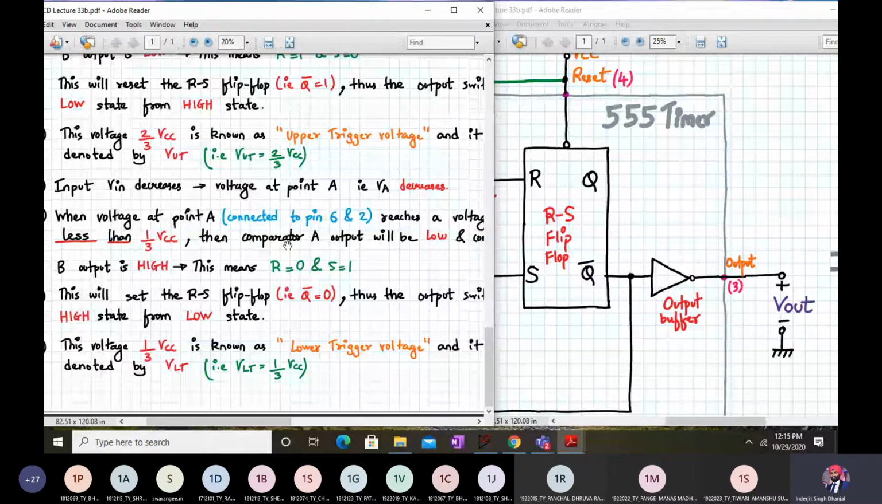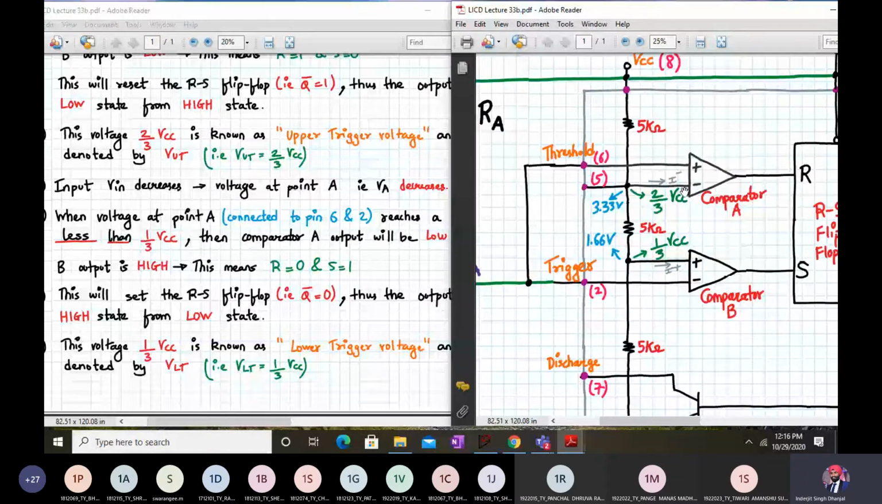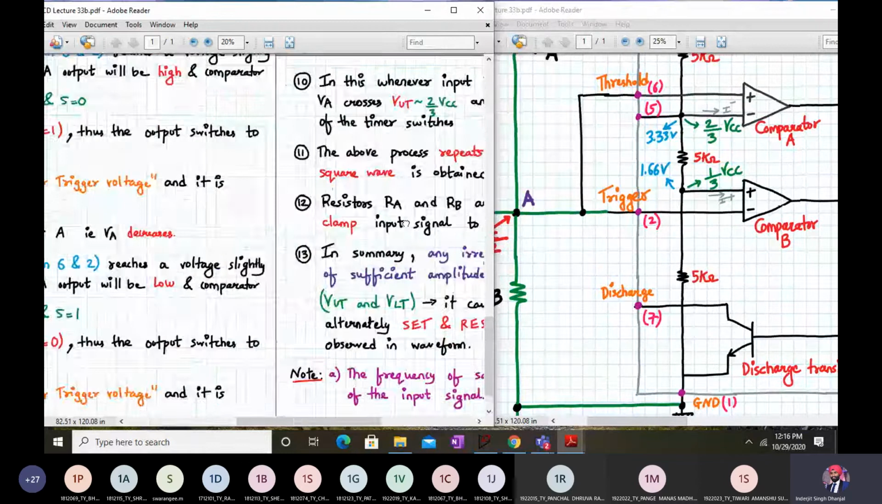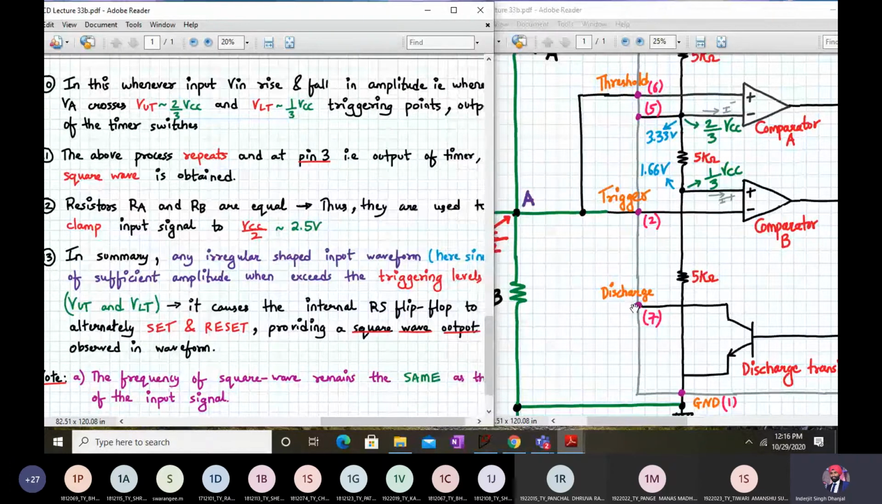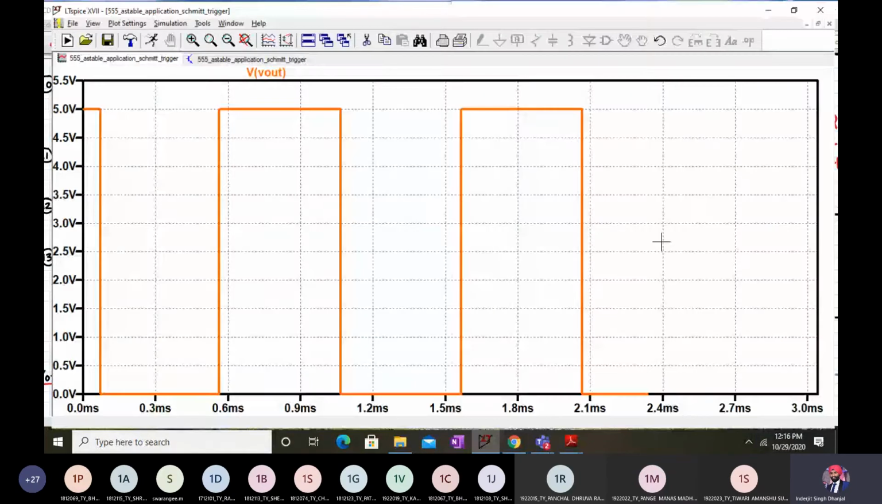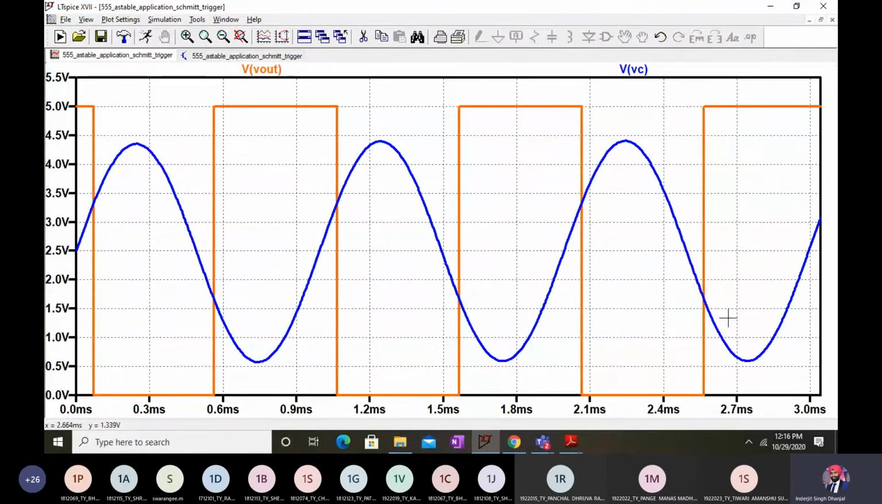Fine. So the voltage 2/3 VCC is called the upper trigger voltage, denoted by VUTP, and the voltage 1/3 VCC is called the lower trigger voltage. You remember all this is happening without the capacitor in the picture. Neither is the capacitor charging nor discharging, because pin number 7 is open over here, not connected. So this is the way the circuit will operate. The entire process will repeat itself, as you can see from these waveforms, and that's how the circuit will operate as a Schmitt trigger.